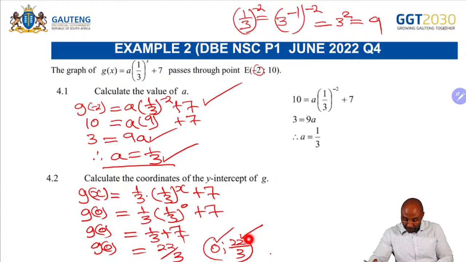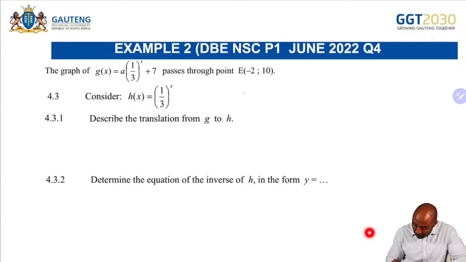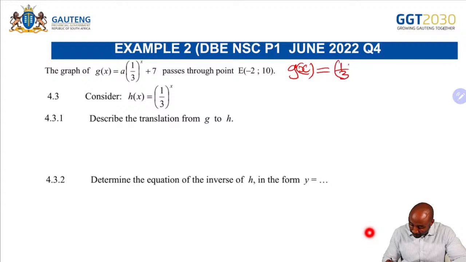We move along and we are able to see this. Now, describe the translation from g to h. You are moving from our g of x, which is given as 1 over 3 to the power x plus 7.